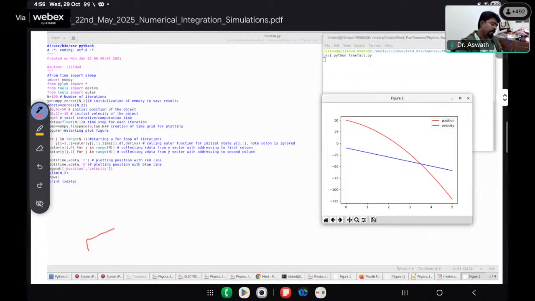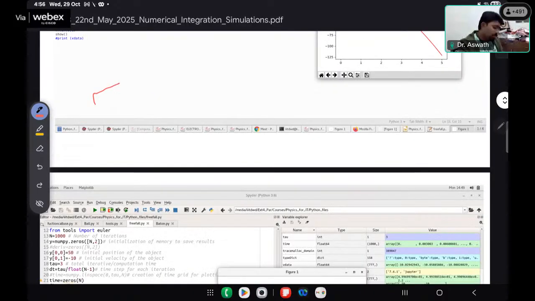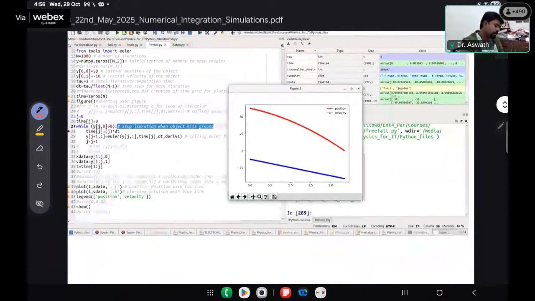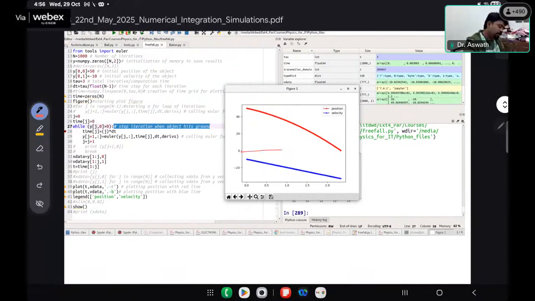That is what I did here. You see the position, the red color is position. Yeah, this is the one. So position hitting zero, it stops, but velocity is negative, meaning it is accelerating towards the surface.